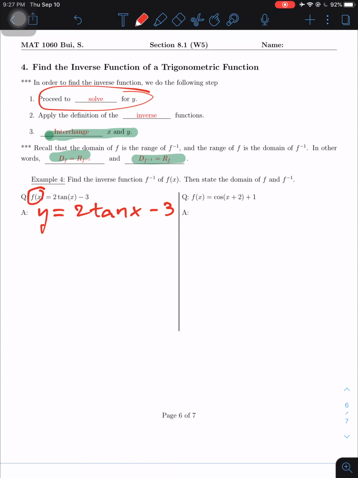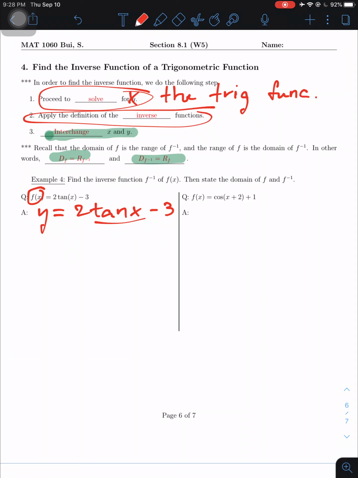And after that, I apply the definition of the inverse. Well, what does that mean, right? It means that I'm gonna do something with tangent inverse. But I cannot do it yet because the tangent is not by itself. So I'm gonna solve for tangent first. Actually, instead of solving for y, let's proceed to solve for the trig function. That would make more sense.